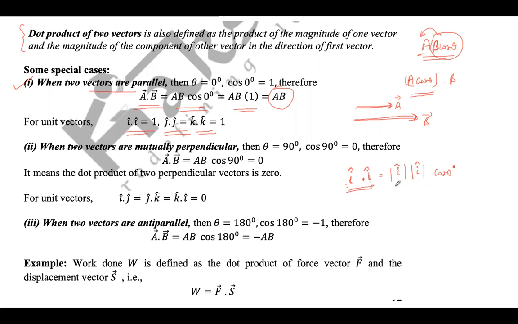So that's why when I find I vector का magnitude which is 1 and another I vector का magnitude 1, है ना, क्योंकि यूनिट वेक्टर है, यूनिट वेक्टर का मैग्नीट्यूड तो 1 ही होता है. cos 0 डिग्री भी क्या होता है? 1 होता है. तो 1 into 1 into 1 is 1. So that means I dot I is 1. Similarly, you will get J dot J equal to 1 and K dot K equal to 1.